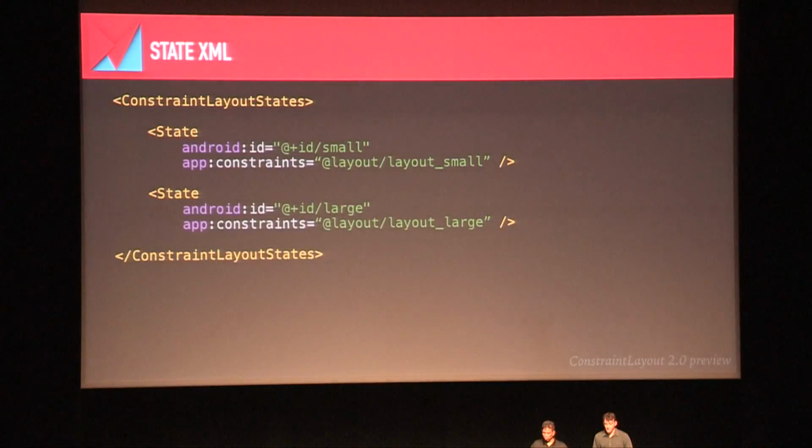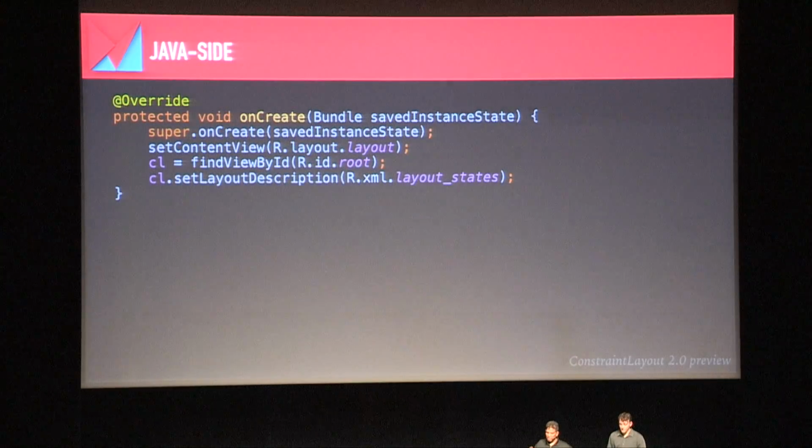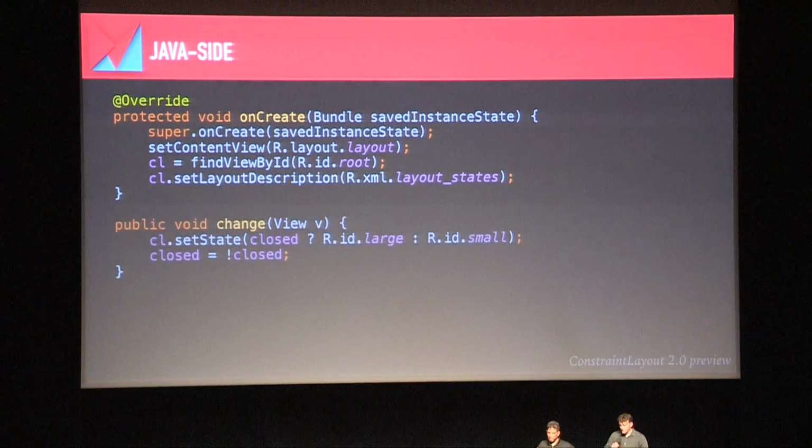So what we did was create this sort of auxiliary file for you that we call state.xml, in your XML folder. And you can describe two states as two constraint sets using a constraint set description, or two layouts. So you're actually referencing the two layouts that you're going to use. Then on your constraint layout, you can associate it with that. So here you see set layout description to that layout. And whenever you want to change states, you set state.